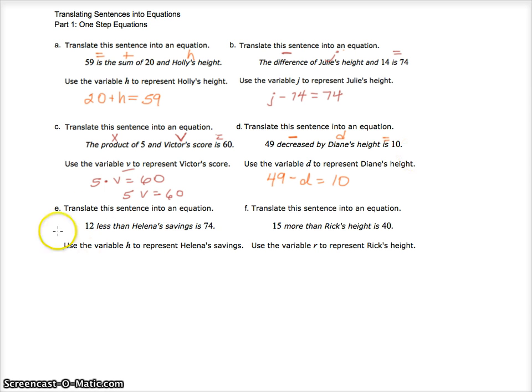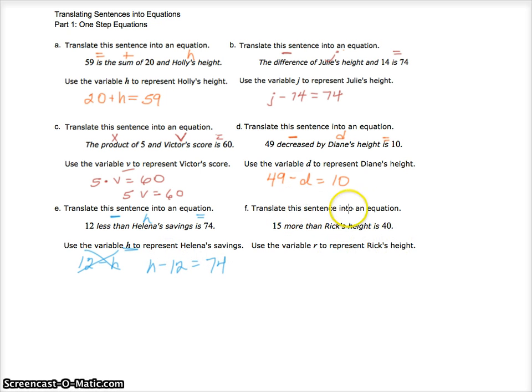Letter E asks us to translate 12 less than Helena's savings equals 74. So less than means that we're subtracting. H is Helena's savings, is equals. So when it says 12 less, that means that we can't make the mistake of writing 12 minus H. That's not correct. Don't do that. Okay, that would be H less than 12. 12 less than H means that we need to set it up as H minus 12 is 74 because we're taking 12 from the height.